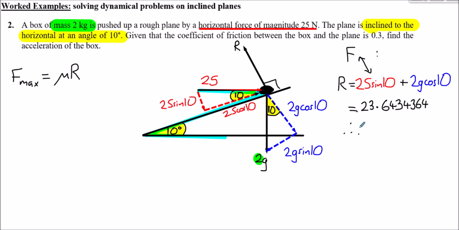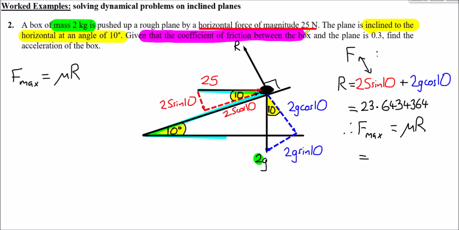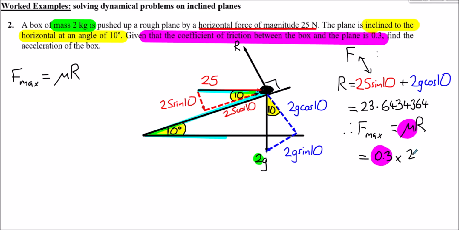So therefore F max, which will be mu multiplied by R. Well, we're told what mu is. We've been told, if you look carefully, that the coefficient of friction between the box and the plane is 0.3. So it's going to be 0.3 multiplied by that reaction force we've just worked out. So 0.3 times this 23.643 horrible looking number.